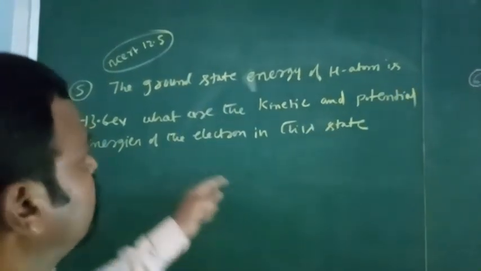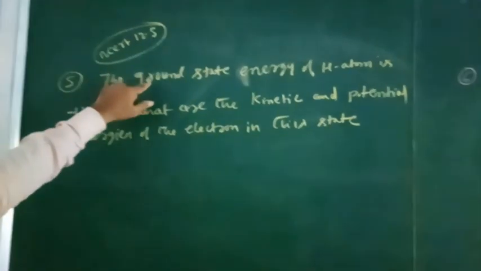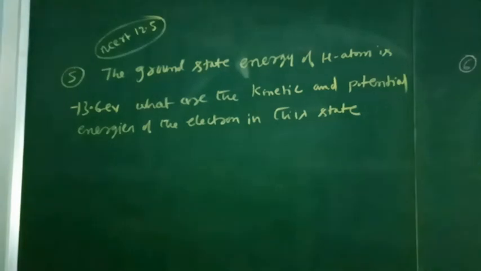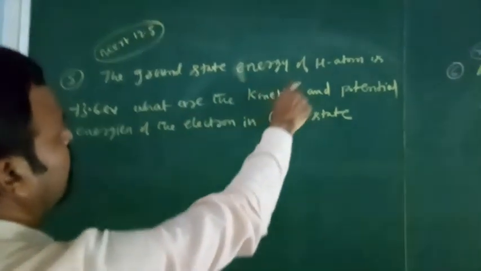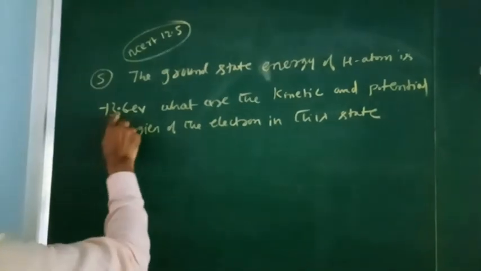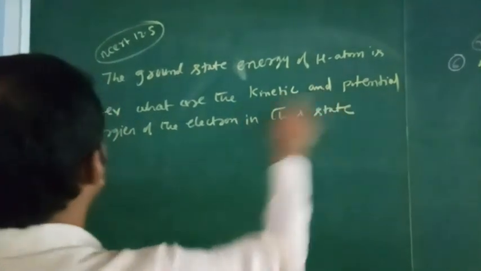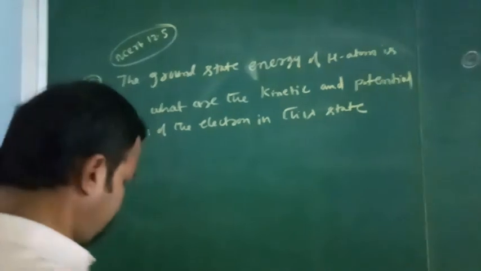Now look at this problem. This is also present in NCERT. That is the fifth problem in the Atoms chapter. You see the problem: the ground state energy of hydrogen atom is minus 13.6 eV. What are the kinetic and potential energies of the electron in this state?